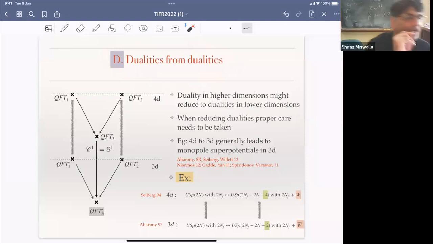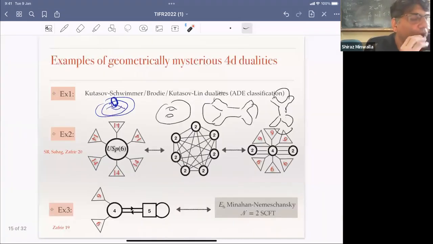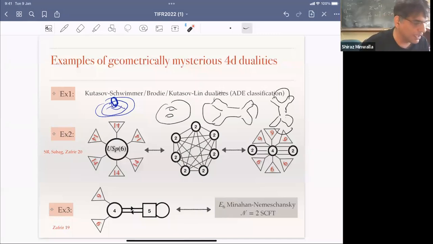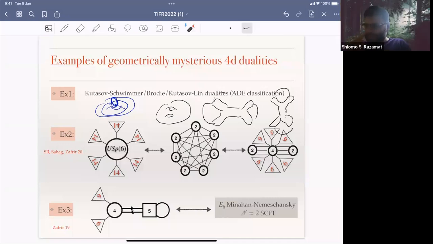Sorry, Shlomo, one quick thing before you move on. You were looking at these theories with 8 supercharges in 6 dimensions and compactifying on Riemann surfaces. There are plenty of such theories. Is that right? Yes. So do each of these theories give rise to some identifiable four-dimensional dualities? Or not all of them?